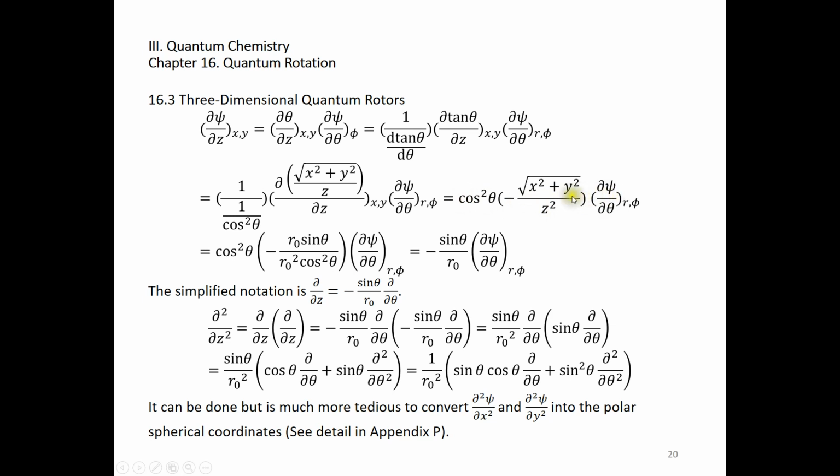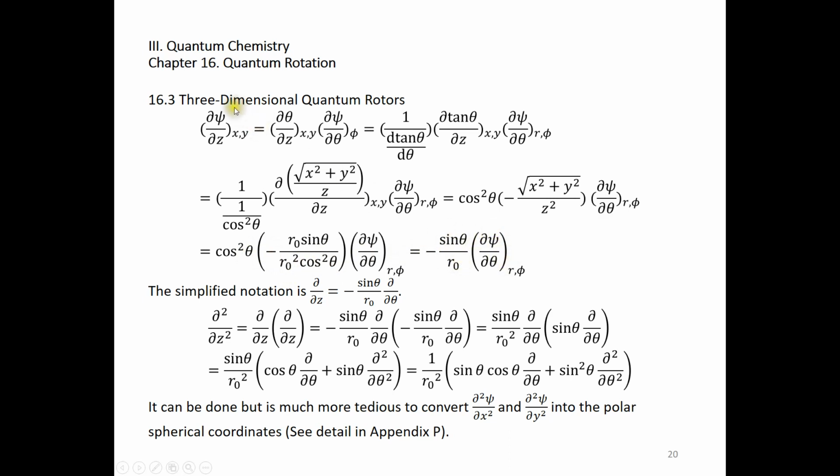And now we need to convert x, y, z to r, theta, phi, and then on top we have r naught sine theta. On the bottom we have z squared, therefore it's r naught squared cosine theta squared. We clean up everything, we get negative sine theta over r naught, delta psi over delta theta.